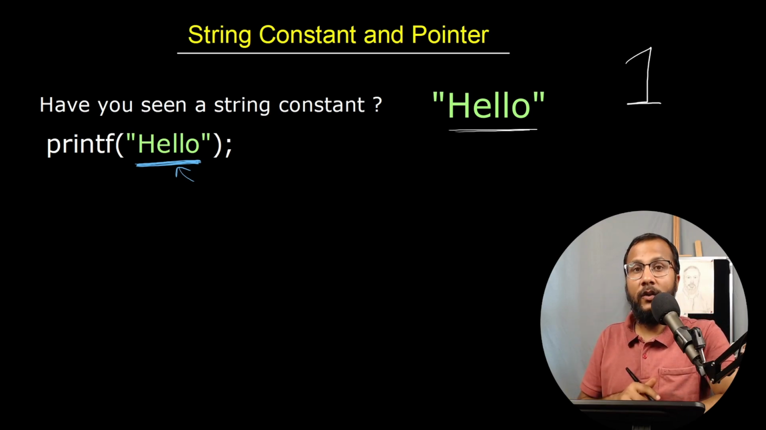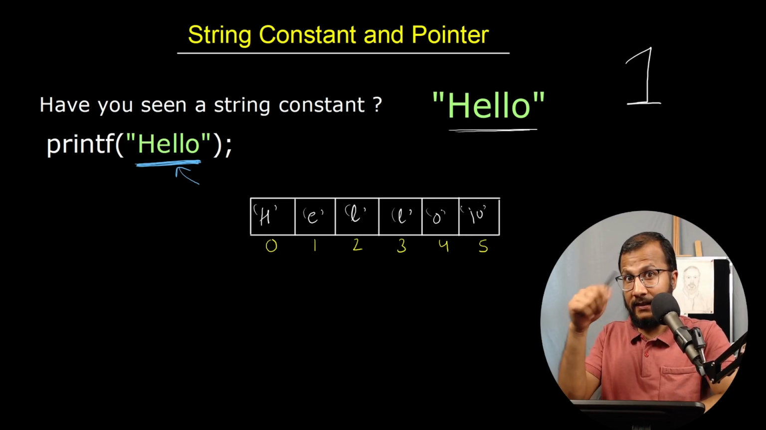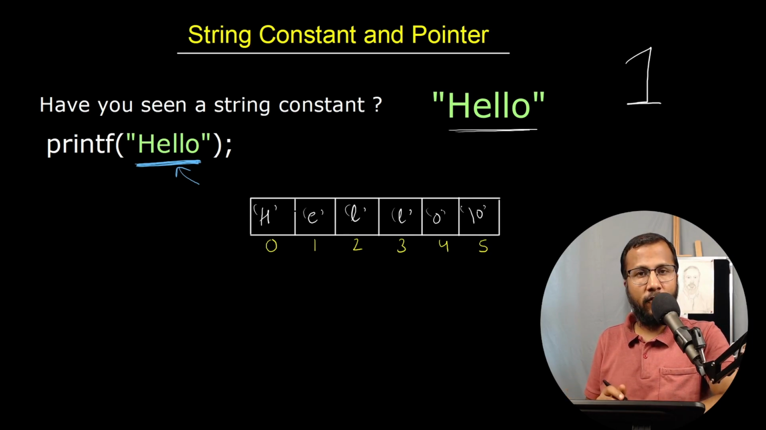The last byte of any string would be a null character. We have already discussed this, right? So in the memory, it is going to occupy 6 bytes. Okay, so 6 cells starting from index 0 to index 5. At index 0 you will have H, at index 1 you will have E, at index 2 L, at index 3 also L, and index 4 O, and at the last index 5 you have a null character. Null character is \0.